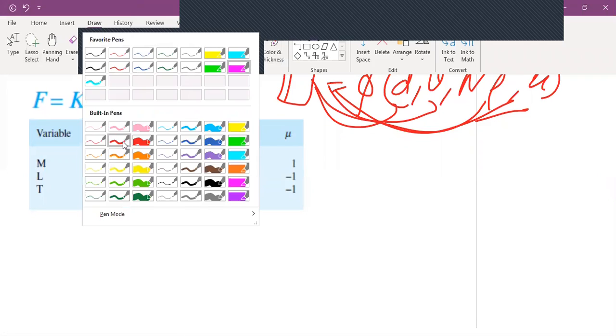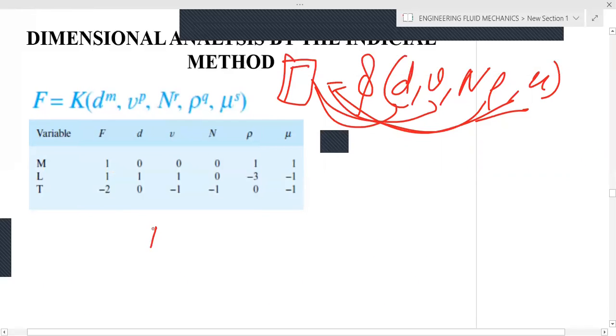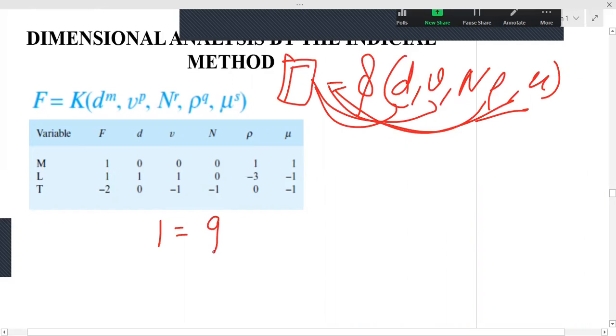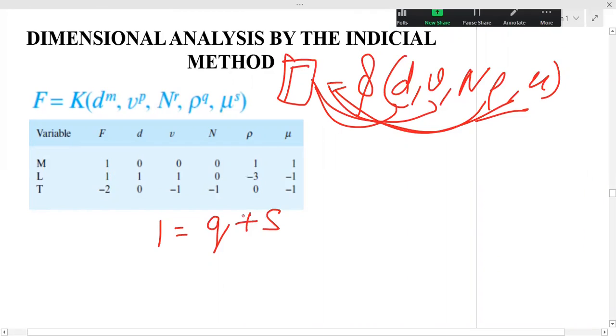Say F, rho and mu. So what should I write down? What should be equal to 1? 1 should be equal to what? Rho and mu: Q plus S. And is it clear?